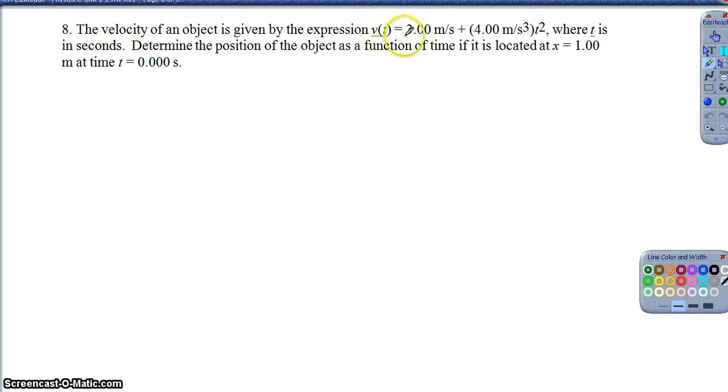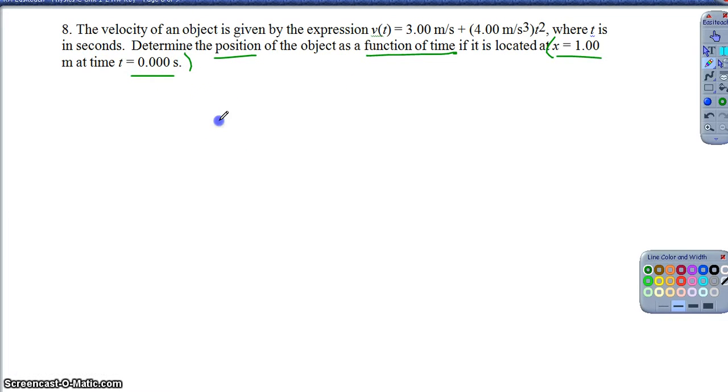So the velocity of an object is given by this expression where t is in seconds. Determine the position of the object as a function of time. So we're looking for the position as a function if it's located at 1 meter at 0 seconds. Okay, so that last part we'll come back to in just a minute.